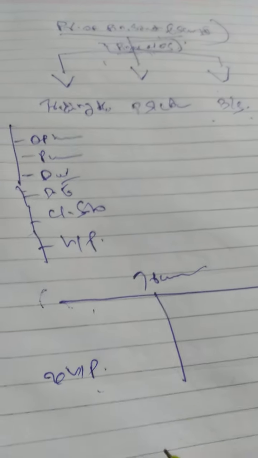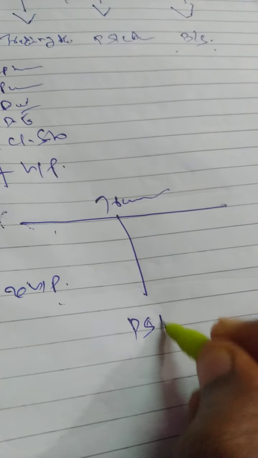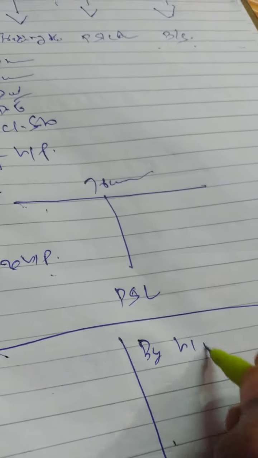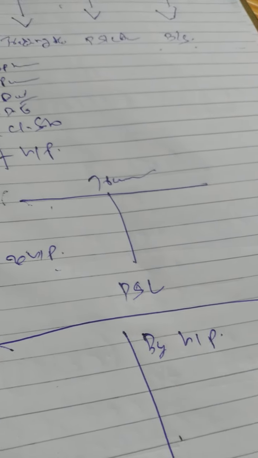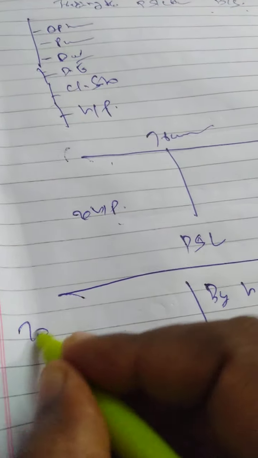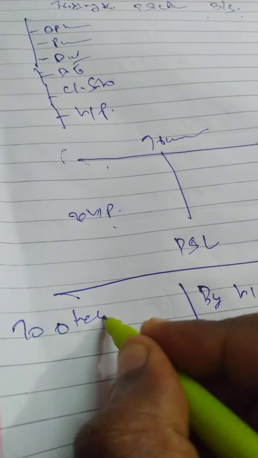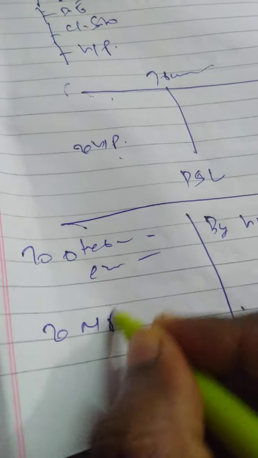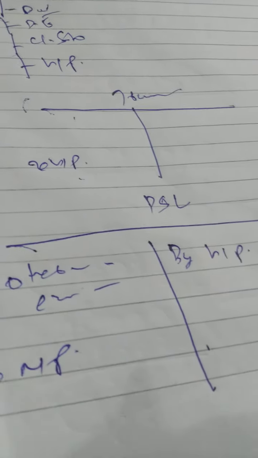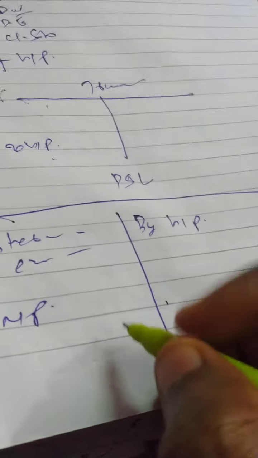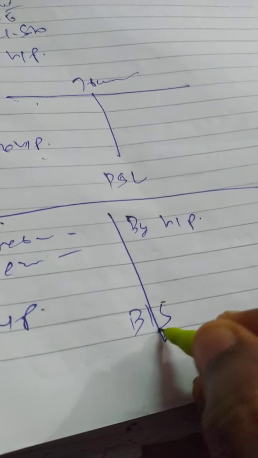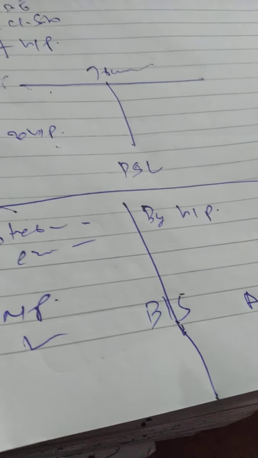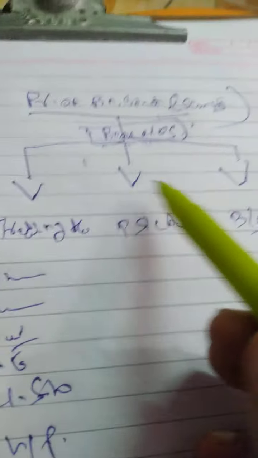Next we will prepare the P&L account, starting with gross profit. Thereafter we will write all the other expenses, then we will arrive at the net profit. Then we will prepare the balance sheet. In the balance sheet you have liabilities and assets. So this is how we prepare our final accounts.